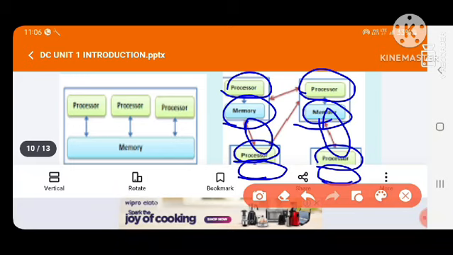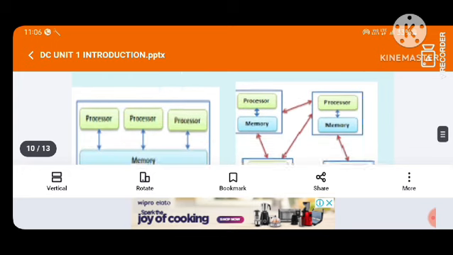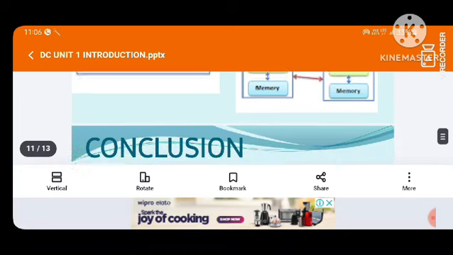But parallel computing means we have three processors, and the three processors share a common memory, so that is parallel computing. So this is the difference between parallel computing and distributed computing.